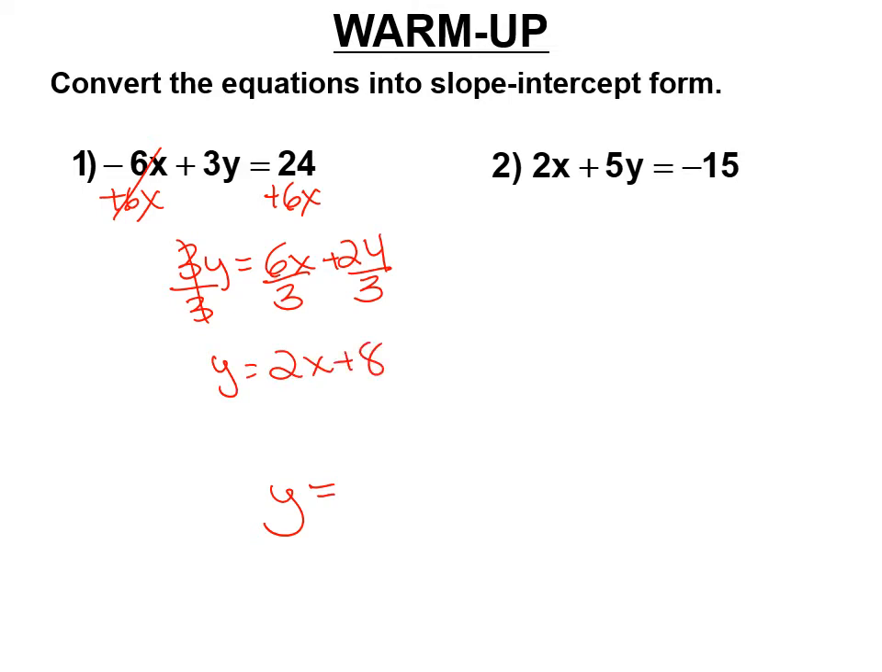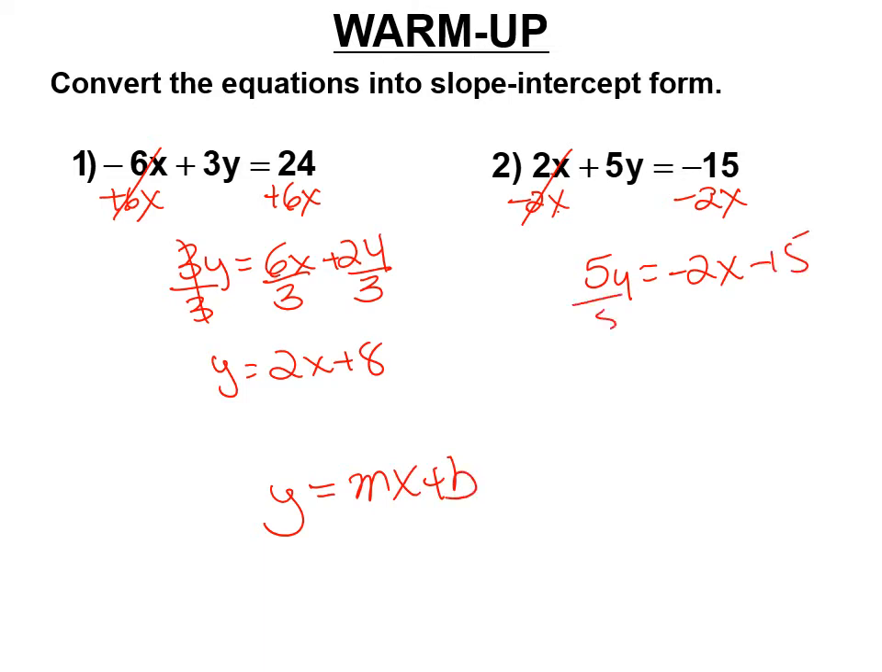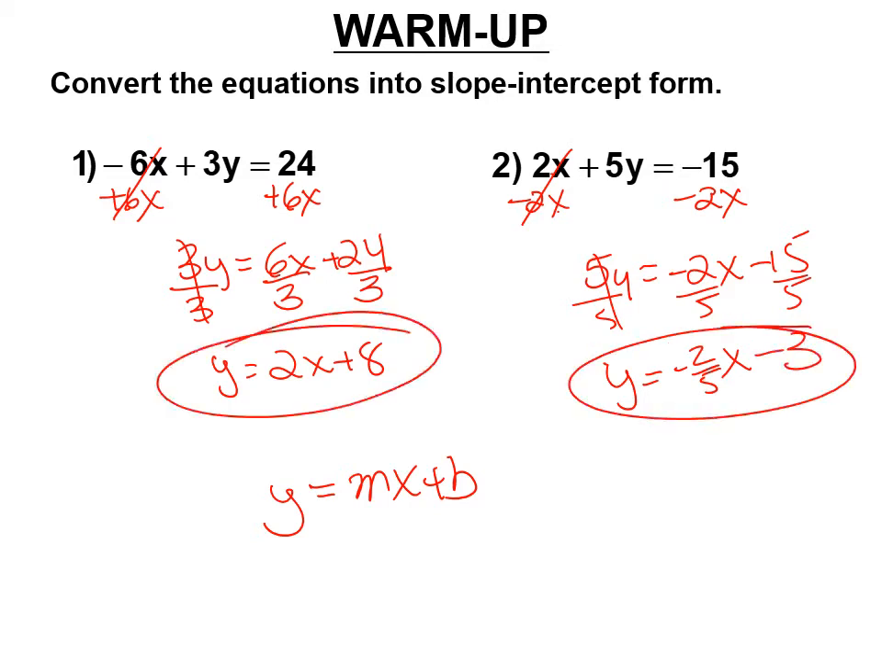Over here, we're subtracting 2x from both sides because 2x minus 2x is 0. We're going to write the negative 2x first because we want mx plus b form, minus 15. Then we're going to divide both entire sides by 5. And we're going to write y equals negative 2/5 x, and I'm sloppy here, minus 3. So that's what we learned in the last lesson.